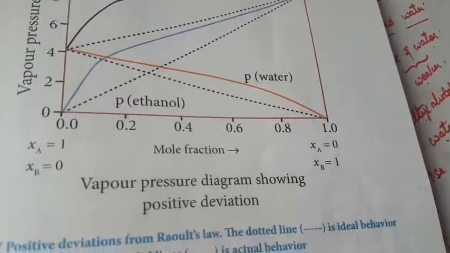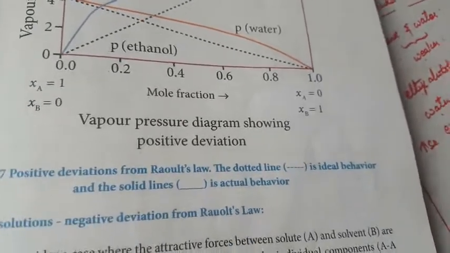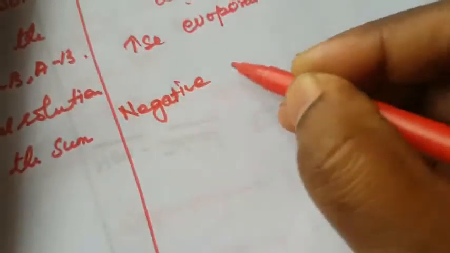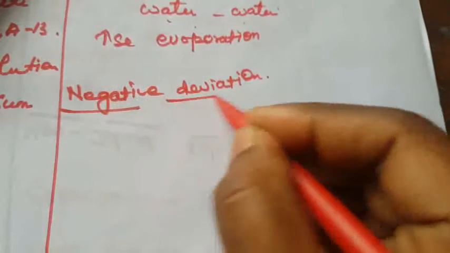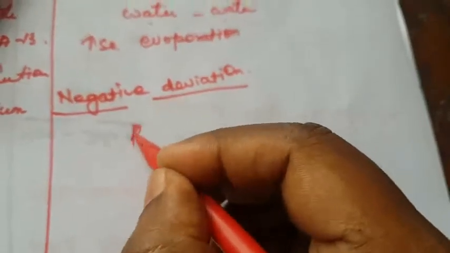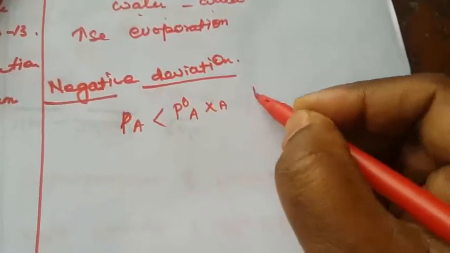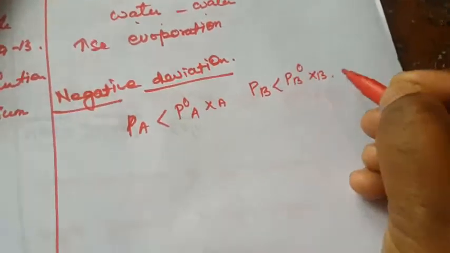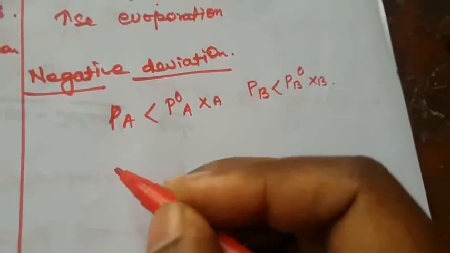So what is meant by negative deviation? The escape tendency of A and B will be lower, hence the vapor pressure is lower. So that is negative deviation. What is meant by negative deviation? So that is PA less than P0A XA, and PB less than P0B XB. So here the escaping tendency of A and B will be lower compared with the ideal solution of A and B.